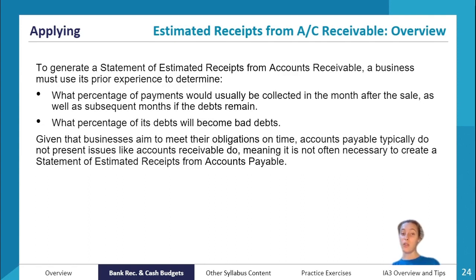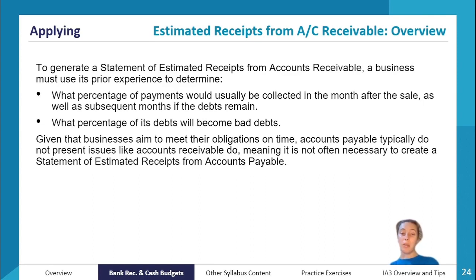So what percentage of payments would usually be collected in the month after sale? So if something was purchased in June, then the month after sale is July, and then the subsequent months if the debts remain as well. We also want to determine what percentage of the debts will become bad debts because that's also a factor. Some of them will pay in the month of purchase, some the month after, and the months after that, and then some people will not pay at all for whatever reason.